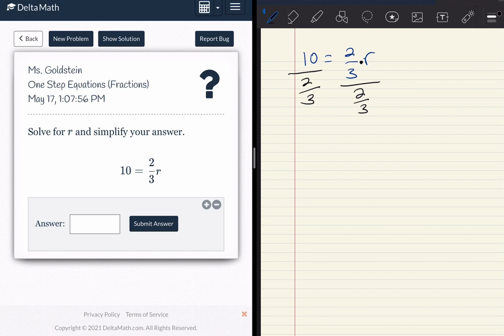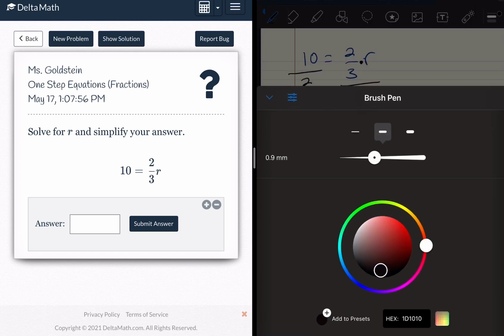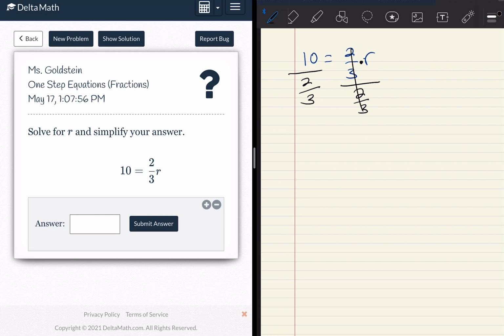The best part of this is that you can cancel. Just like that. And then we can go straight to our calculator to worry about this. This is really 10 divided by 2/3, if that makes it look a little easier.